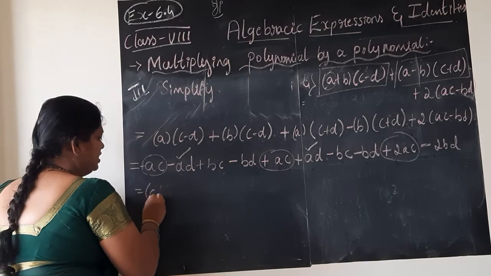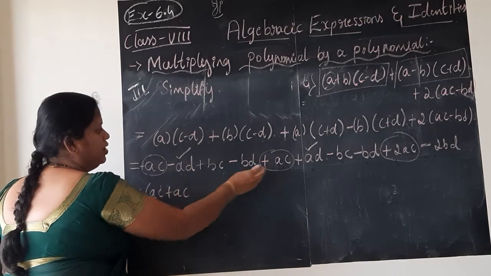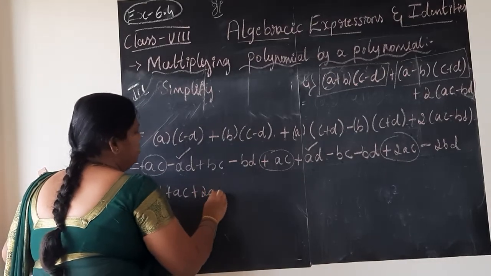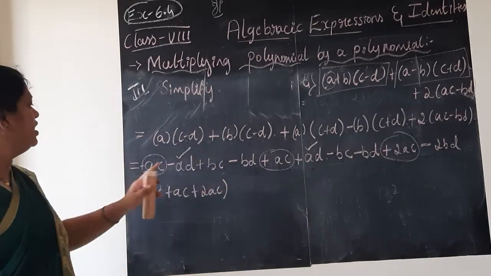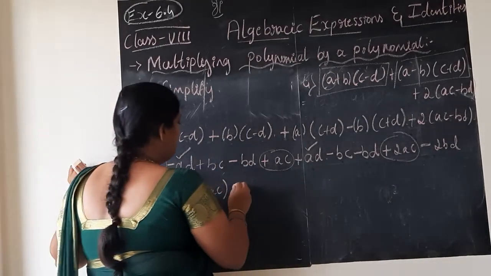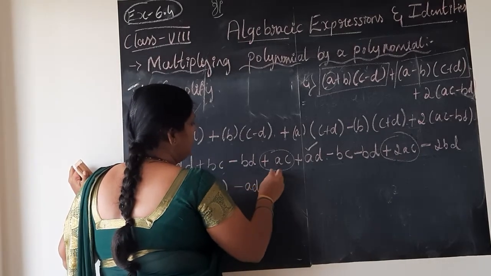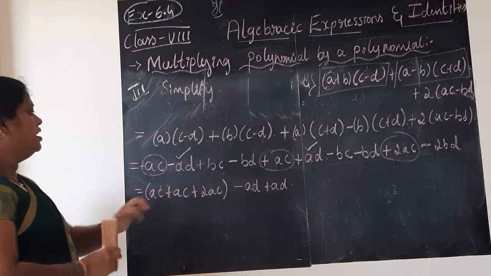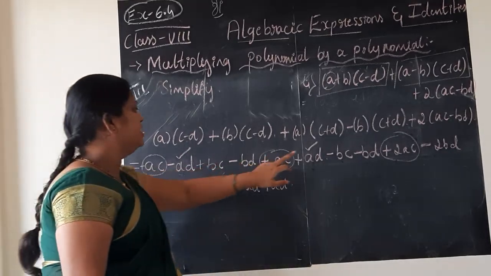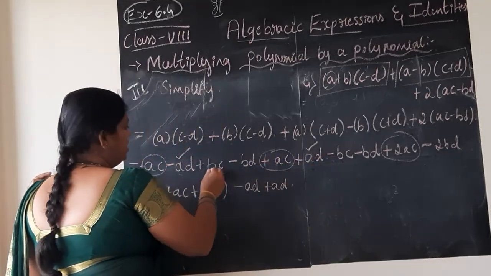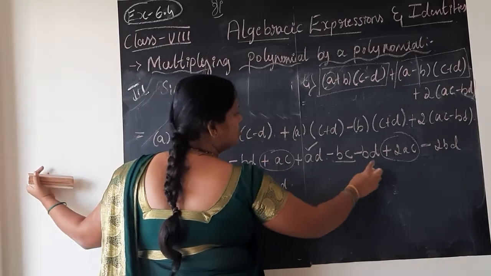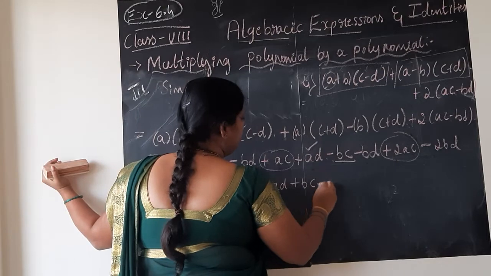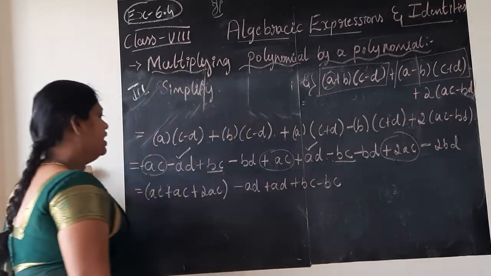With AC we will start. AC, one more AC plus AC plus 2 AC. I am grouping. Now I have started with AD. Minus AD and this one plus AD I got. Next I will check for BC. Do I have BC? Yes. 2 terms are there with BC. I will underline BC. One more is there? No. So plus BC and minus BC I got.